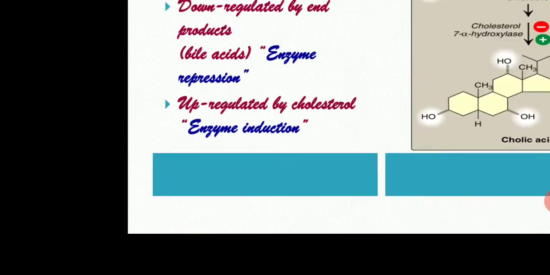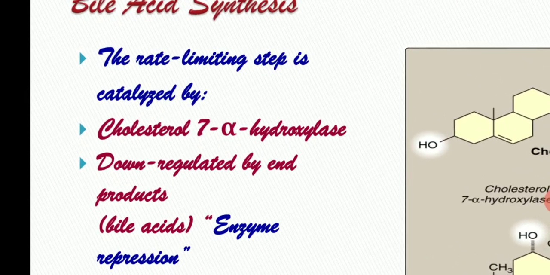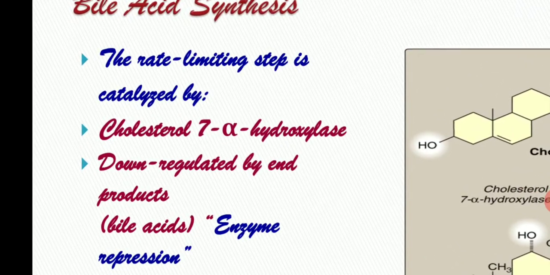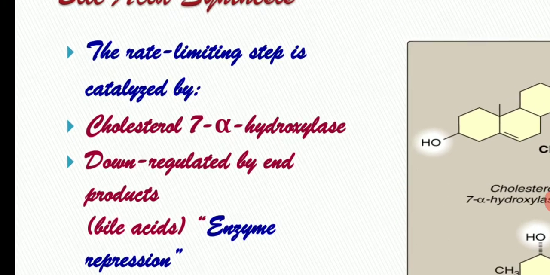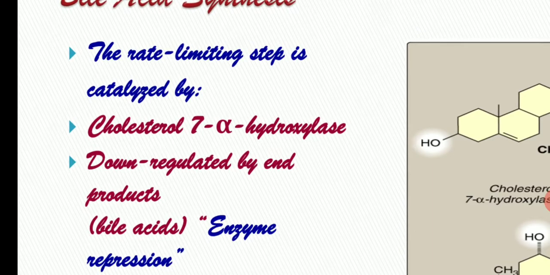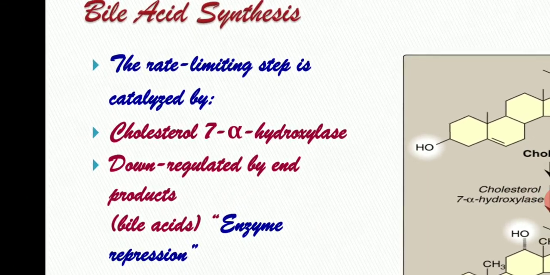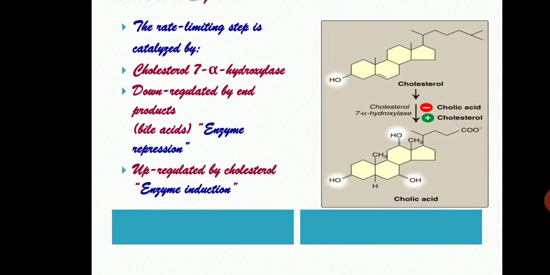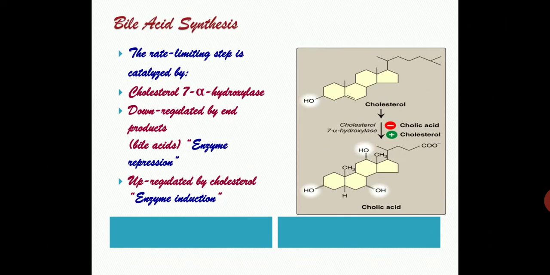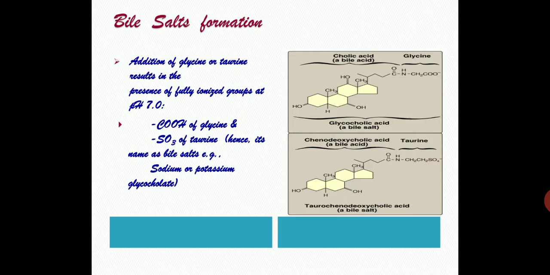Bile acid synthesis. The rate limiting step is catalyzed by cholesterol 7 alpha hydroxylase, and this enzyme is down regulated by end products, that is bile acids, through enzyme repression. Here in this slide I have shown the various steps of bile acid synthesis.